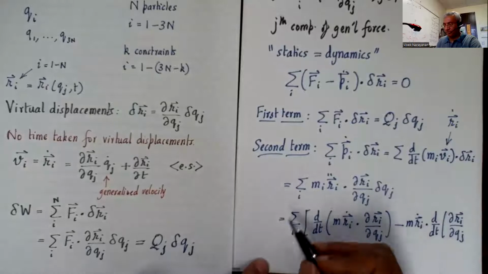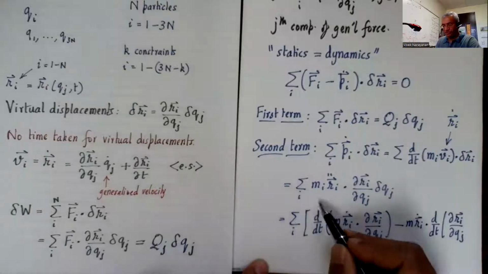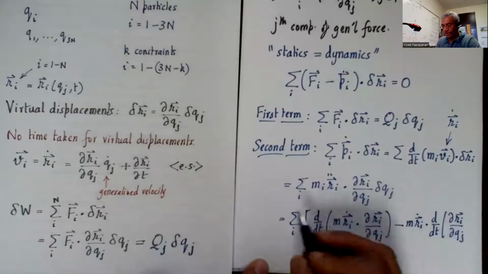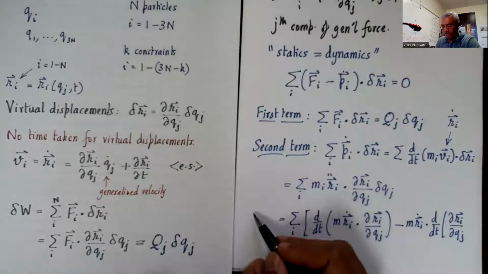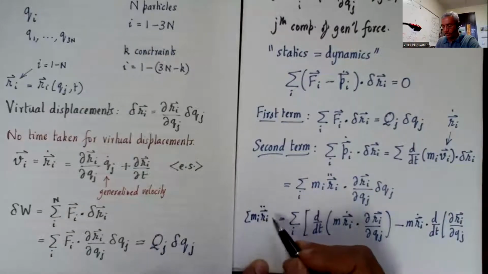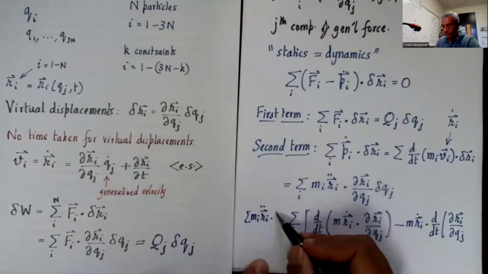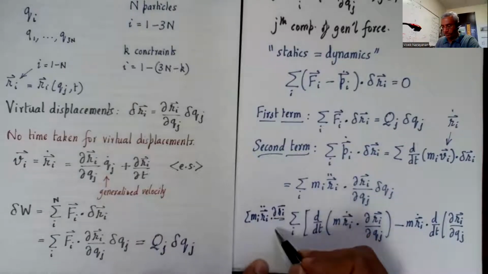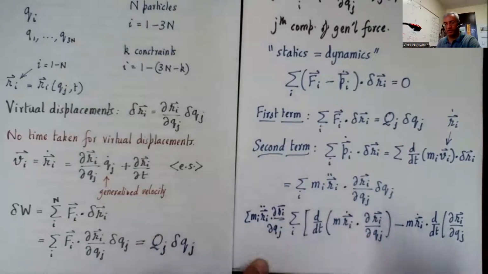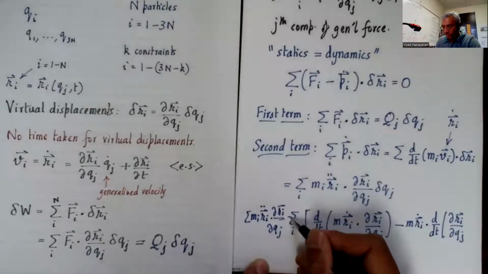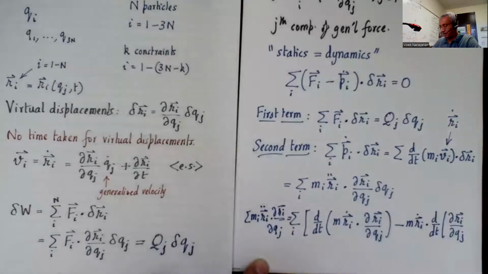Actually, you know what? I'm going to look at just this part without the delta Qj. So let me write what I'm looking at here. This is just the sum over mi Ri double dot times del Ri over del Qj. Just that part. What is just that part? Because I don't want to keep writing this delta Qj each time.